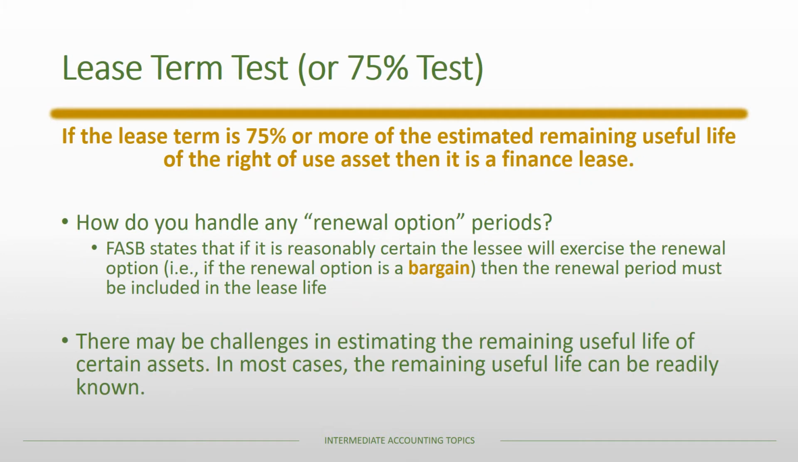The third test is what's known as the lease term test. Sometimes it's commonly known as the 75% test. So if the lease term is 75% or more of the estimated remaining useful life of the right of use asset, then it is a finance lease.